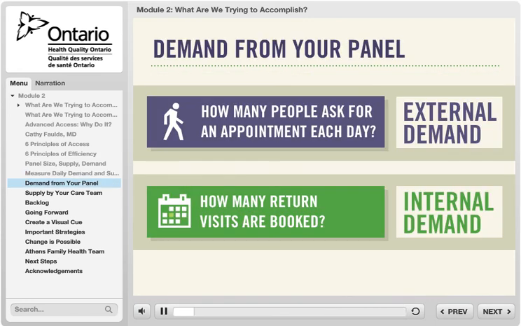When we think about daily demand, we differentiate between internal demand and external demand. Internal demand are appointments made today for a future date as the patient leaves the clinic, a follow-up appointment, for example. External demand are call-ins or walk-in requests for an appointment.